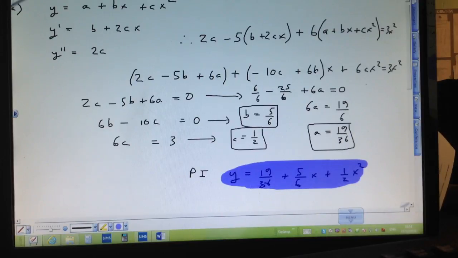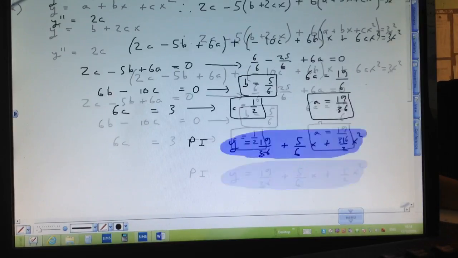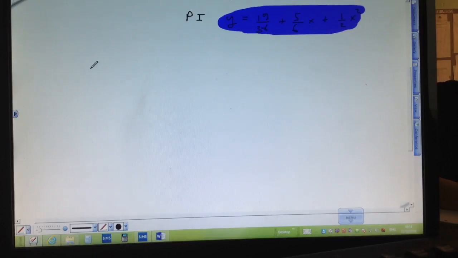Okay, so if f of x is ever quadratic, you try the general quadratic. Right, and that brings us on to the last two. We've got d, which is e to the x. So when it equals e to the x, we have to try lambda e to the x. So what we try there is y equals lambda e to the x.